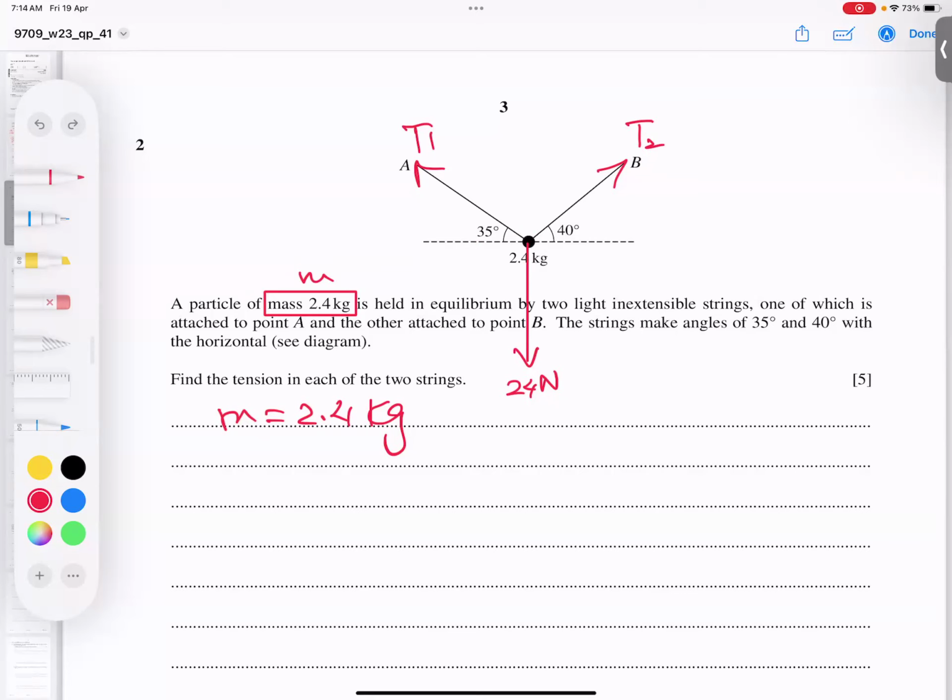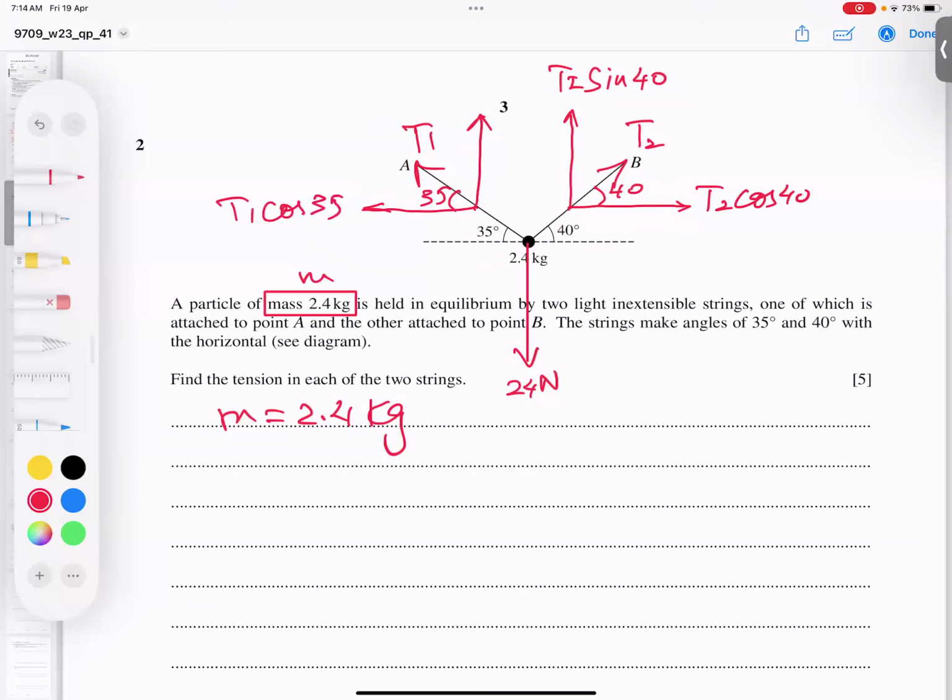Okay, so let's start. What are these components? We can see this is component number 1, and component number 2 is 40. So this angle is 40. This turns out to be T2 cos 40, and this becomes T2 sine 40. In the same way, this is going this way, so it has 2 components, 1 this way and 1 this way. So 35 is here. When the angle is given, that is the cos component. So T1 cos 35, and here T1 sine 35.